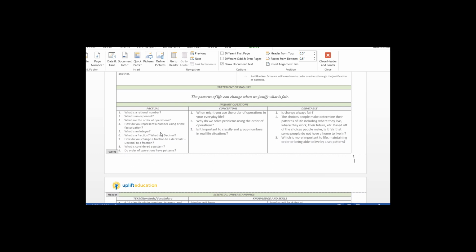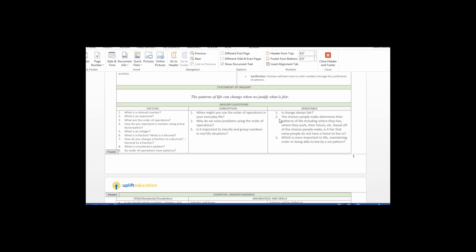Next, we have our inquiry questions. The factual and conceptual questions are our day-to-day questions that are just basic good teaching strategies for CFUs. This is a way to find out if scholars understand what's going on, what's being taught, and to make sure scholars are on track of knowing what vocabulary is used and how it should be used.